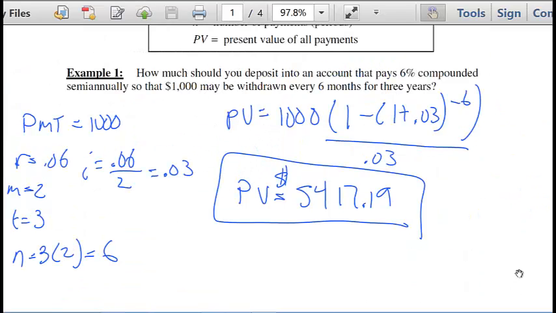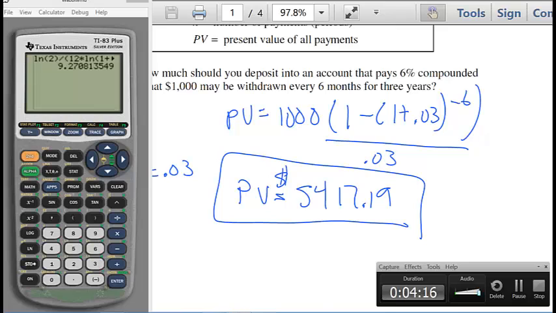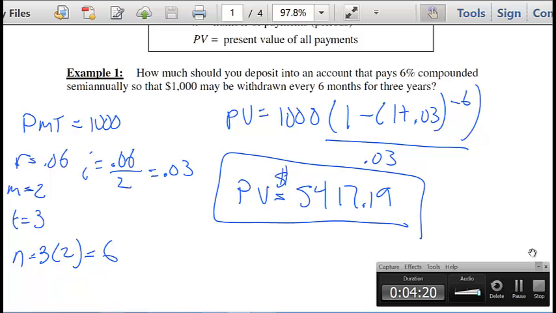Okay, so this is section 4, example 1 about present value. I'm going to show you how to type this piece in the calculator, and then we'll look at some of the ones we did in class today. Sorry, let me get that up. I don't need this piece.